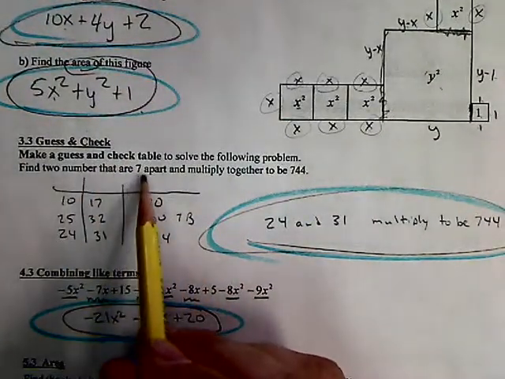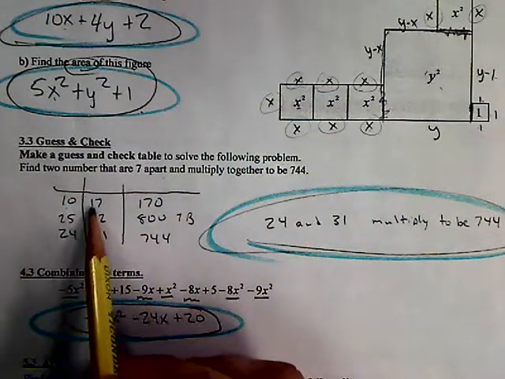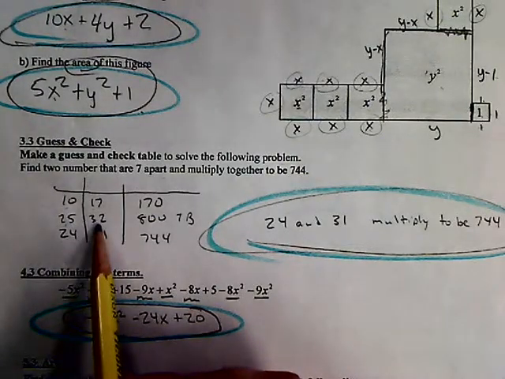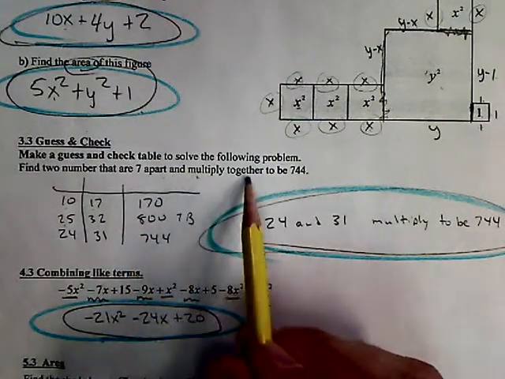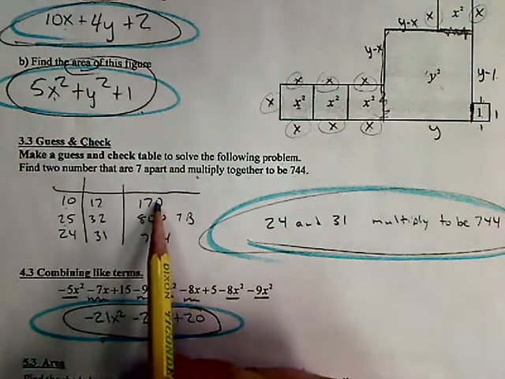1. Find two numbers that are 7 apart. Well, 10 and 10 plus 7 is 17. 25 plus 7 is 32. And they multiply together to be 744. So 10 times 17 is 170.